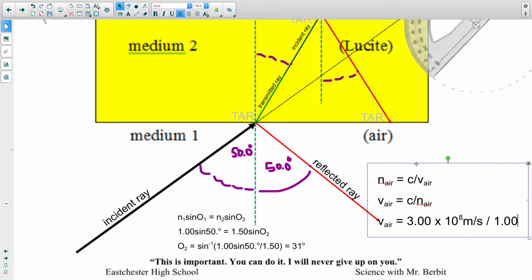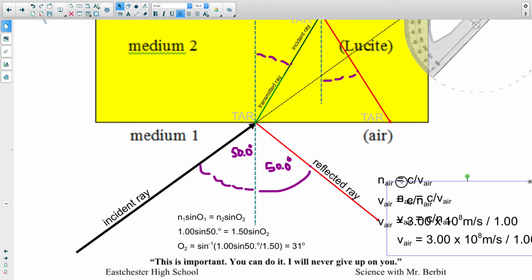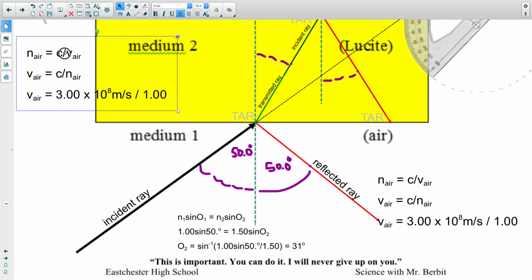If you had to do this for lucite, this is equally simple. There's a little more math to it, but instead of air, let's put an L for lucite. The speed in lucite is c over the index for lucite. If you look up the index for lucite, it is 1.50. And so this brings it down to a crawl. It's 2 times 10 to the 8th meters per second.